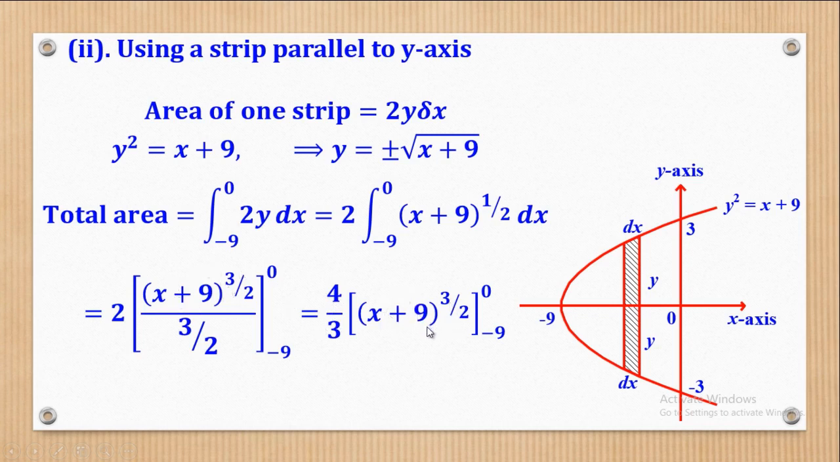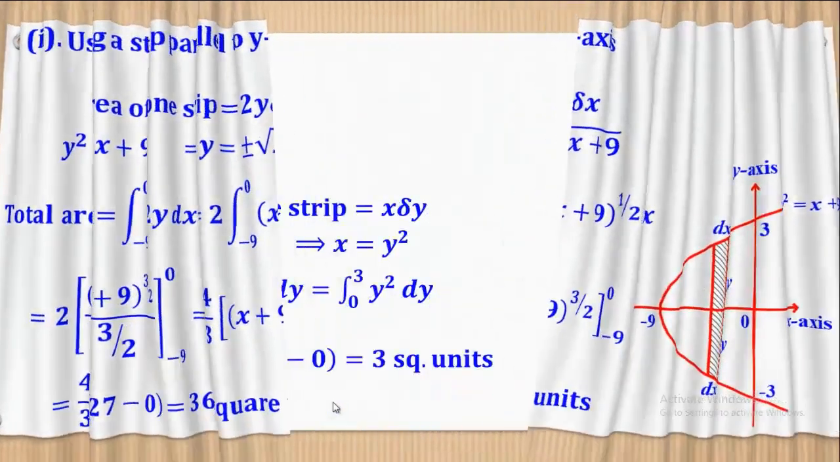Now next will be to substitute the limits. So when I put 0 where there is x, I'll come up with this 27, and when I put negative 9 where there is x, I come up with 0. This 4 over 3 is this 4 over 3, and when I simplify, I'll come up with 36 square units.